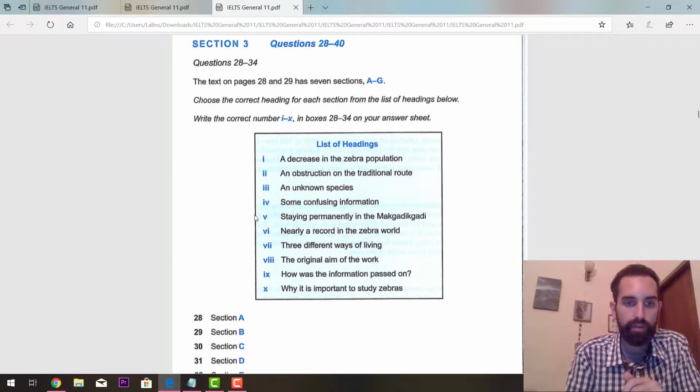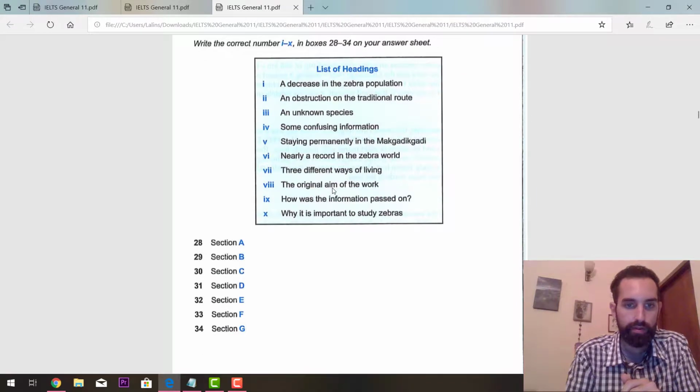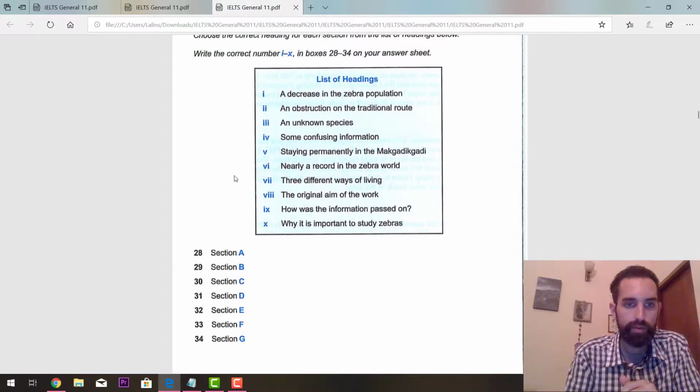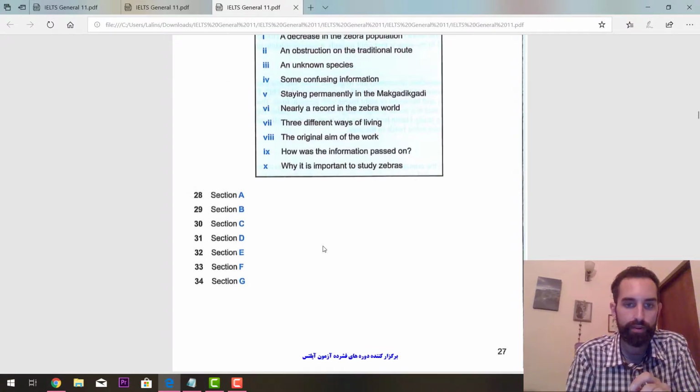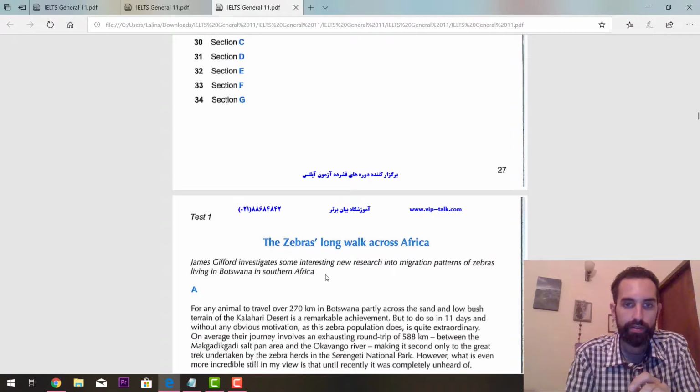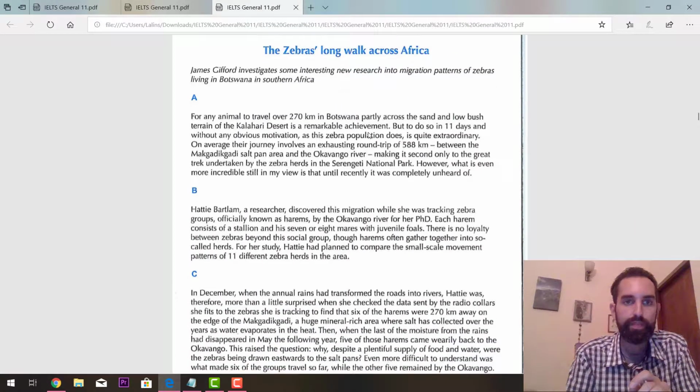Okay, so let's see. So for 28, we're looking for section A. 29, we're looking for section B. 30, section C. 31, section D. 32, section E, 33, section F, and 34, section G. Okay, so let's find which matches to what. Okay, so first off, section A. Yeah, that's section A.